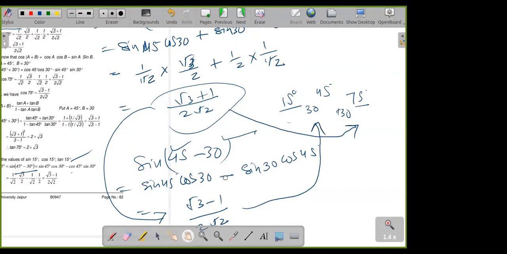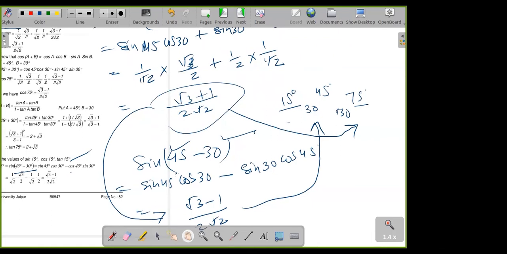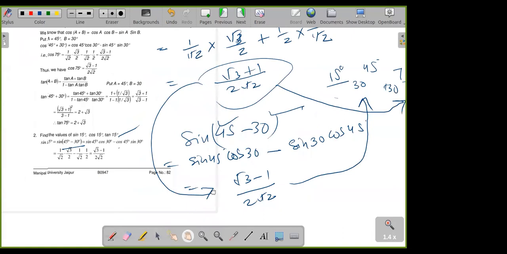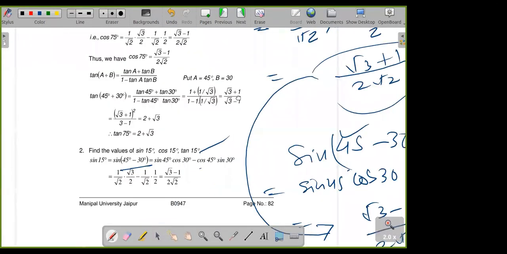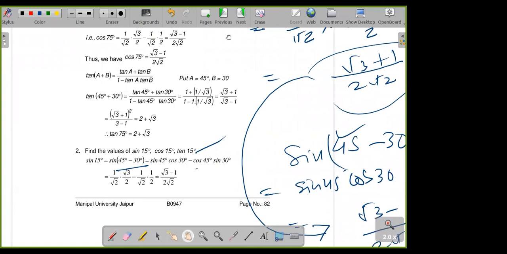Okay, that's not very tough, but still, do you have any doubt about how to solve and apply these formulas? No, bro. Okay, so we can move on to the next topic.